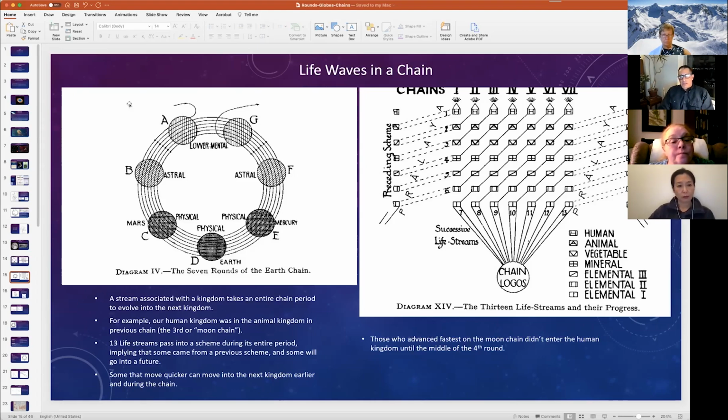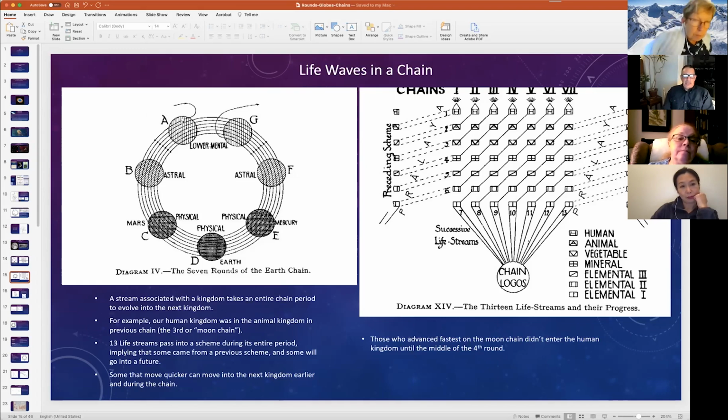So again, a kingdom takes an entire chain to evolve. Not the rounds, the chain. You come into this chain and you go around seven times in whatever kingdom you started in. So if you were in the mineral in the previous chain, then you would evolve to the vegetable in this one, and it would take you seven rounds to evolve into the animal, or I guess through these elementals up into here, but let's just stick with the vegetable, animal, human thing. So it takes the entire chain. So if you start in the scheme at the lowest kingdom, you can evolve out of the human by the end of it.